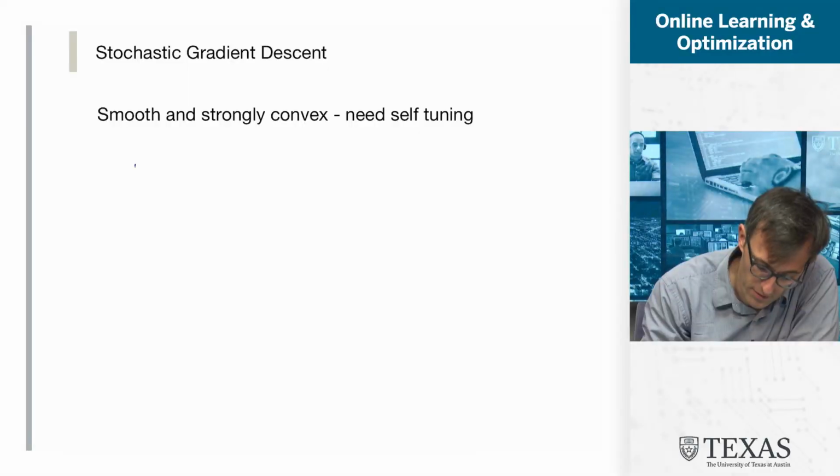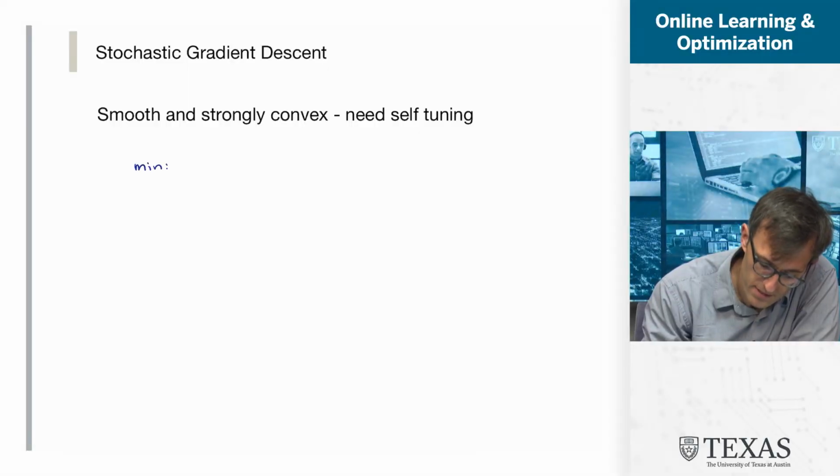Welcome back. We're talking about stochastic gradient descent, and we want to find a way to reduce the variance so that we can use the self-tuning property in the setting where we have smooth and strongly convex function in order to recover the linear convergence that we had in the deterministic setting.